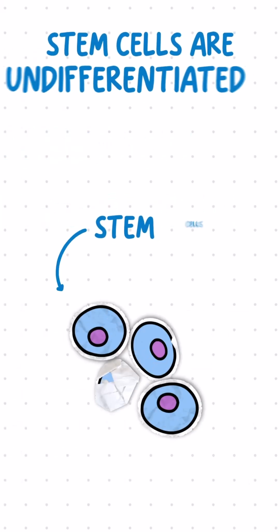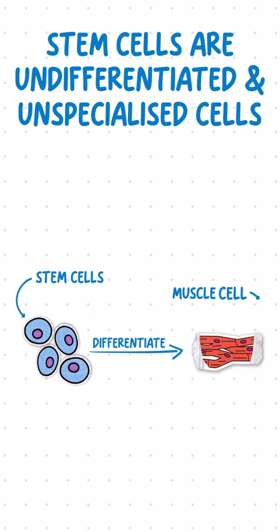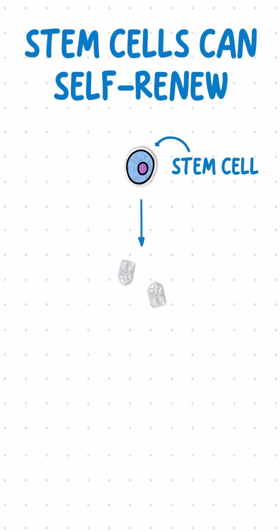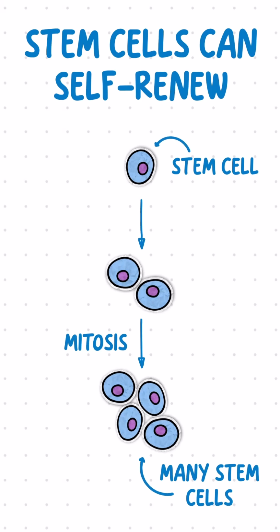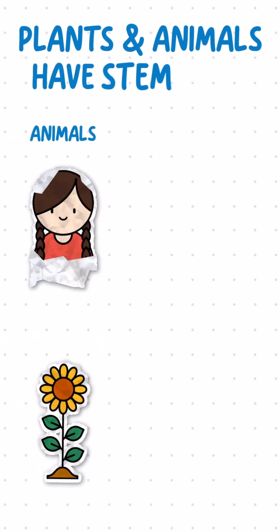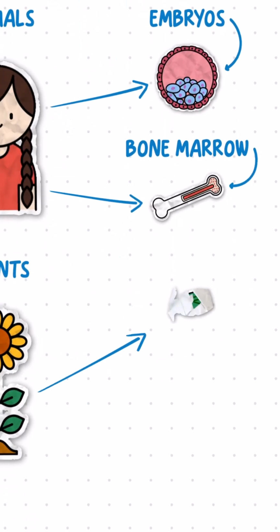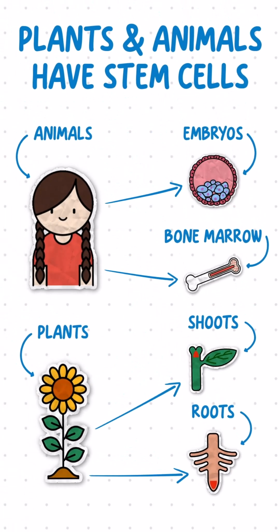Stem cells are undifferentiated and unspecialized cells capable of differentiating into different types of cells. Stem cells can self-renew through dividing by mitosis to produce many stem cells. Plants and animals have stem cells. In animals, they're found in embryos and bone marrow. In plants, they're found in meristems in the tips of shoots and roots.